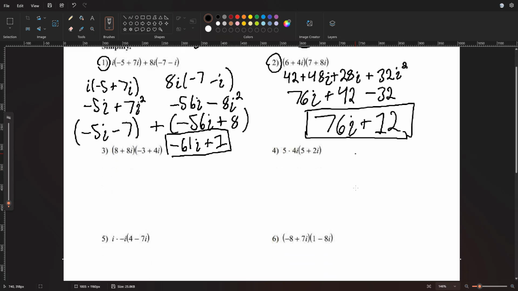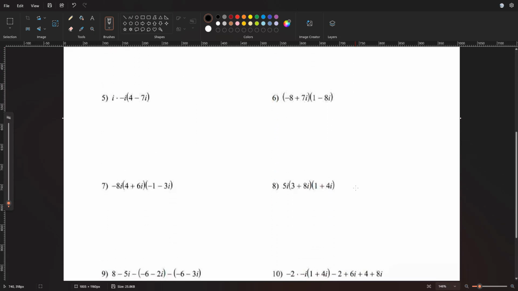Let's jump ahead and do problem 5. So we see that it's an i times an i, but we must take into account that since we're doing an operation with parentheses, we have to do this first. So we're going to keep that i on the left side, and we're going to focus on this side of the equation. So it's going to be negative i times 4, and then negative i times negative 7i.